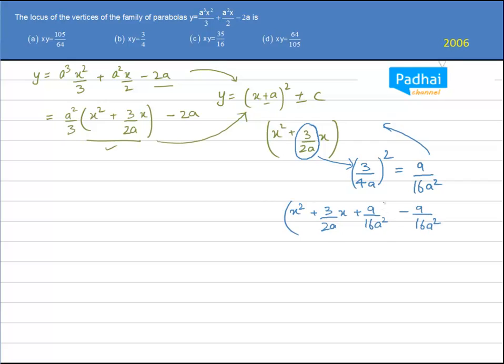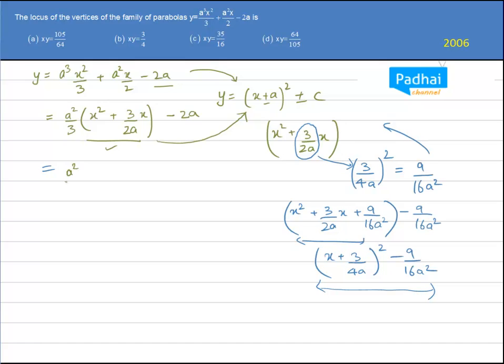If I just take this part, you can see that this is a perfect square of x plus 3 by 4a whole square. This is nothing but this minus 9 by 16a square. And this is the process that has to be used in solving these kind of questions. So now I'll put this value back over here.